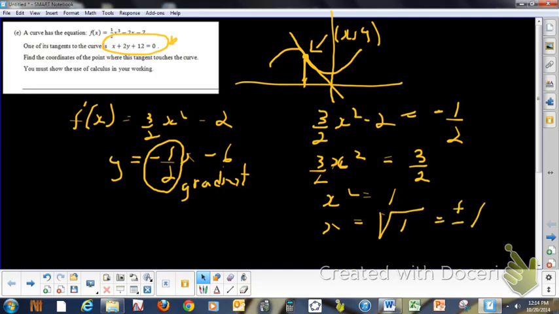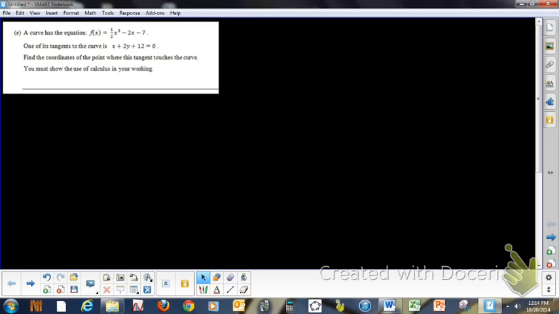We've got 2 answers for x. Well, it can't be 2 answers for x, so we're going to have to figure out which one of these values is going to work for that particular tangent line. So we're going to have to work our way through it. What we then have to do is take those values and stick them into our original function, and test to get a y value, and then test to see which one of these actually works, because they're not both going to work.